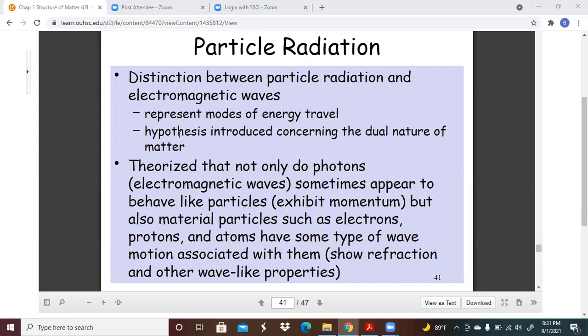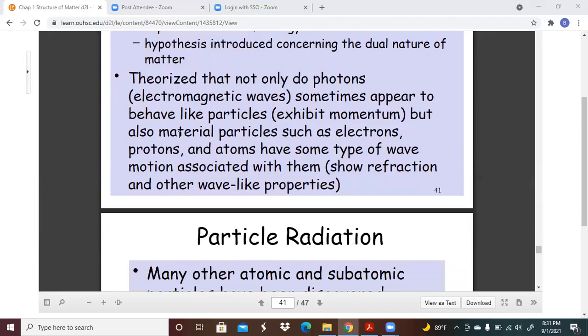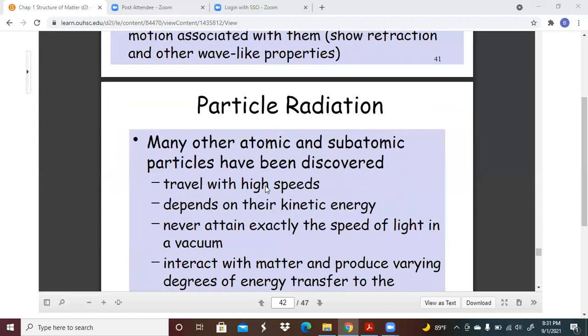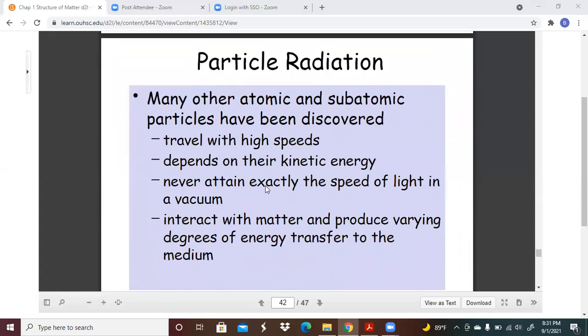Is it a particle? Is it a wave? It was theorized that not only do photons or electromagnetic waves sometimes appear to behave like particles, exhibiting momentum, but also material particles such as electrons, protons, and atoms sometimes have types of wave motion associated with them, like refraction. So where do you draw the line? Are they particles? Are they waves?